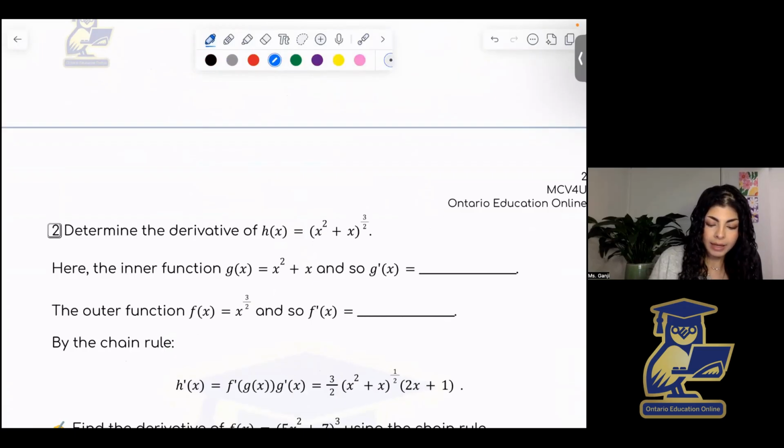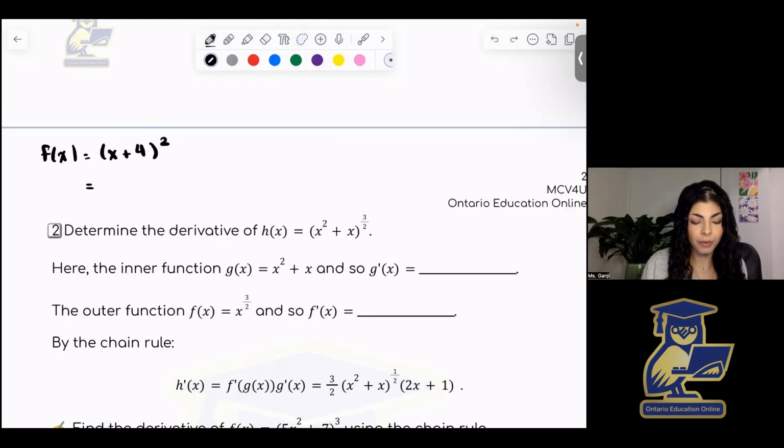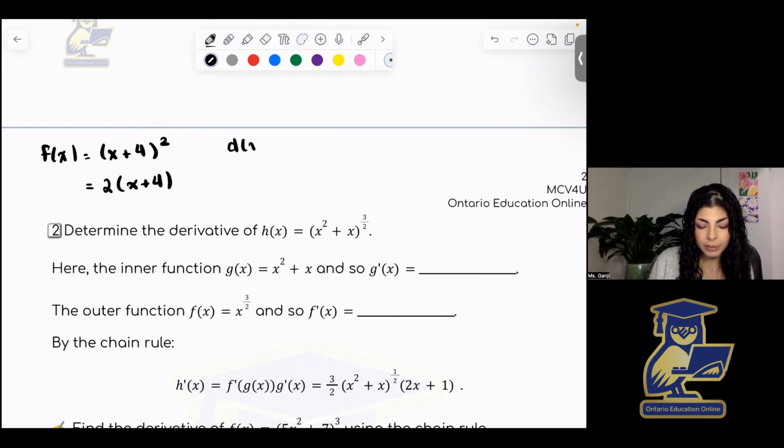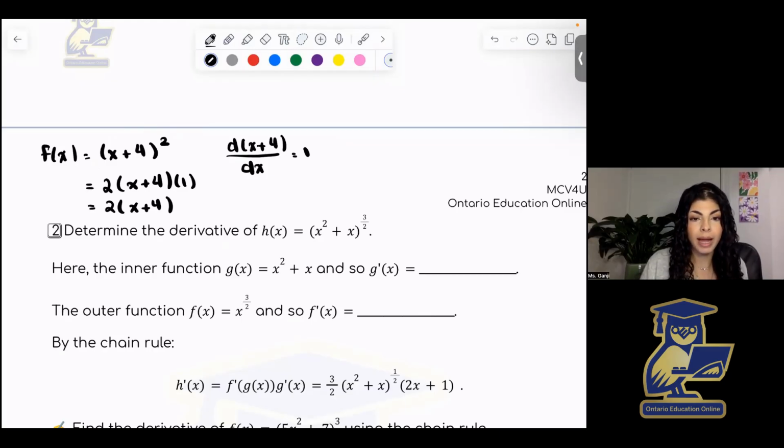So consider we had f of x is x plus 4 squared. Then now, based on the chain rule, we are finding the derivative of this whole function. So we'll have 2 times x plus 4. And in this case, d of x plus 4 by d of x is just 1. And so we do have that 1 there. And it doesn't actually make a difference, but if you had a more complex function inside the bracket, then it would.